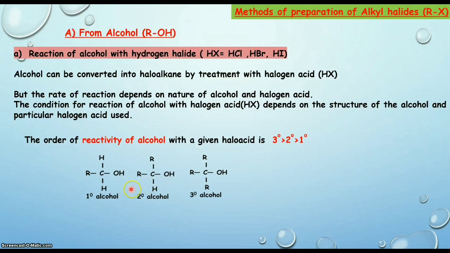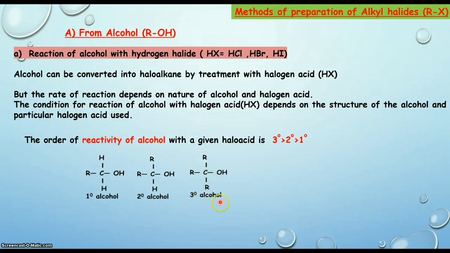Here I have shown three alcohols, that is primary, secondary and tertiary. In this, the OH group is bonded to this carbon atom and this carbon is known as the alpha carbon atom. So the carbon to which the hydroxyl group is directly bonded is the alpha carbon atom. So this is the alpha carbon atom, here is also alpha, and this one is also an alpha carbon atom. In the primary alcohol, one alkyl group is bonded to the alpha carbon of alcohol. In secondary alcohol, two alkyl groups are bonded to this alpha carbon atom, and in tertiary alcohol, three alkyl groups are bonded to this alpha carbon atom.